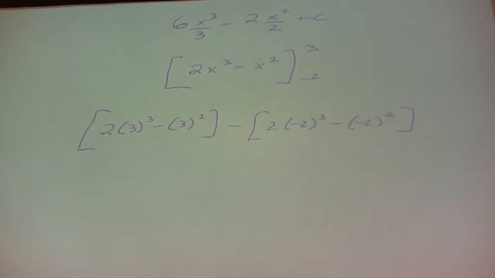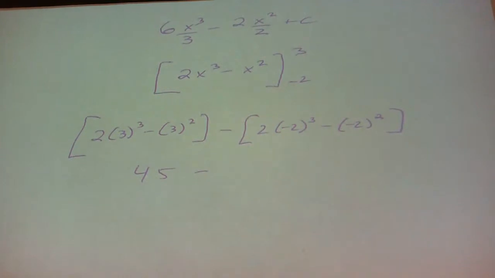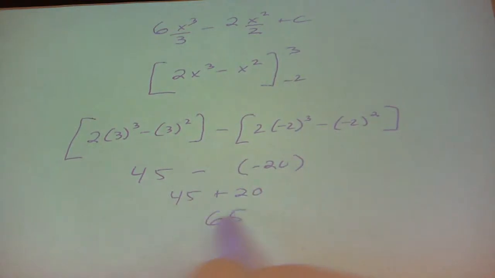So the left side, you type that all in at once, carefully, double checking your work. You get 45 minus... what do you get for the other number? -20. So that'd be 45 plus 20. What's your final answer? 65.